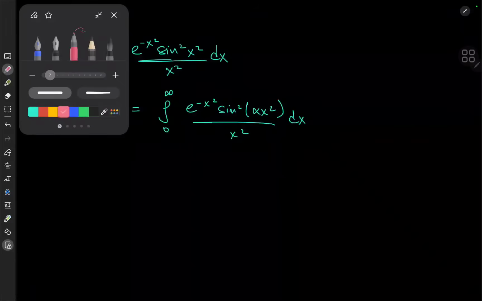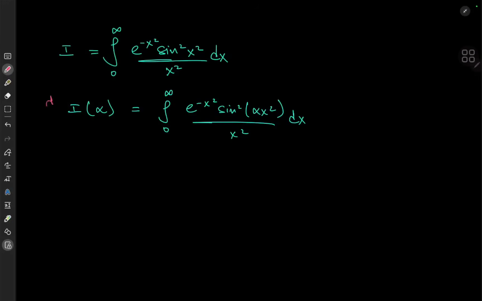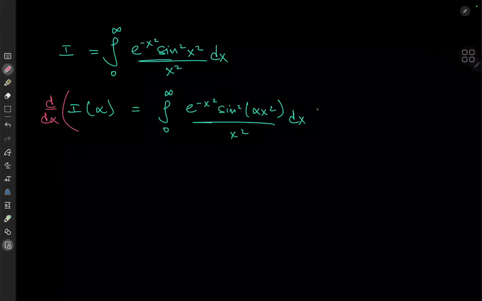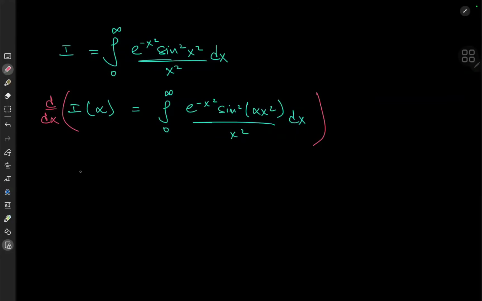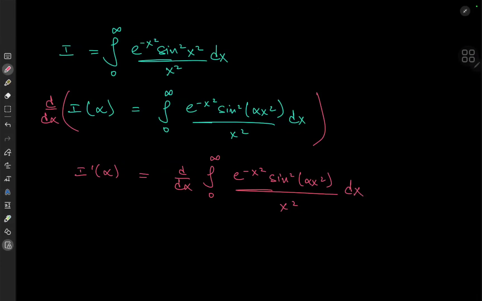And of course, the plan is to differentiate this thing with respect to the alpha parameter. So on the left-hand side, it's a no-brainer. We'll have I prime of alpha. And on the right, we have the derivative with respect to alpha of the integral from 0 to infinity of e to the minus x squared times sine squared alpha x squared over x squared dx. And of course, the golden question is whether or not we can switch up the order of the integration and differentiation operators. And that's pretty straightforward over here.